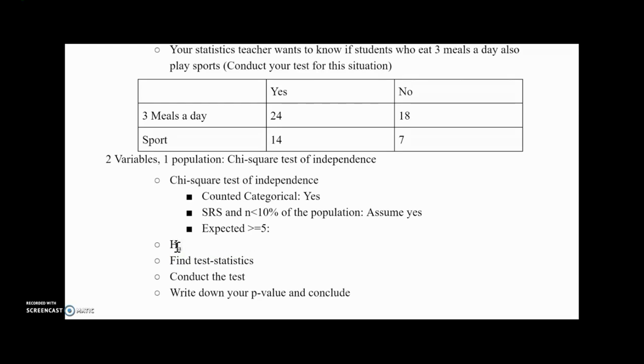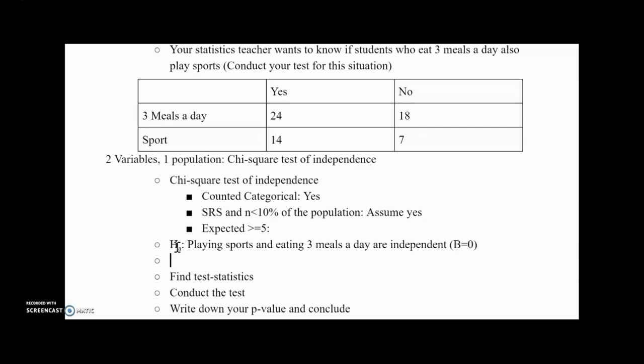So first, H0: the two variables, playing sports and eating 3 meals a day, are independent. And my alternate hypothesis would be that they're not independent. Playing sports and eating 3 meals are not independent, right? We can't say dependent.